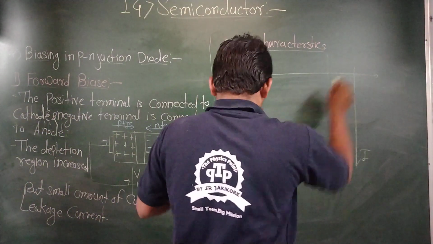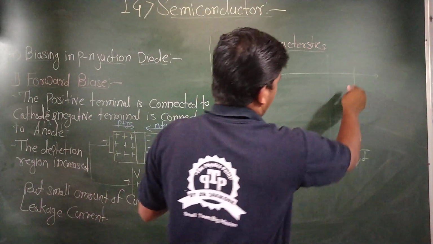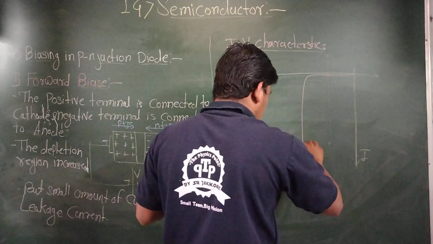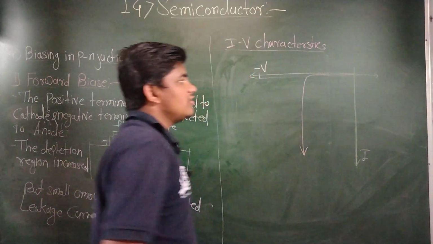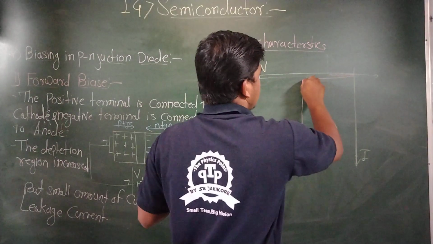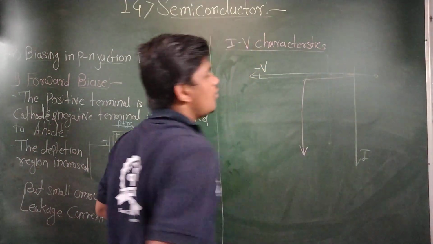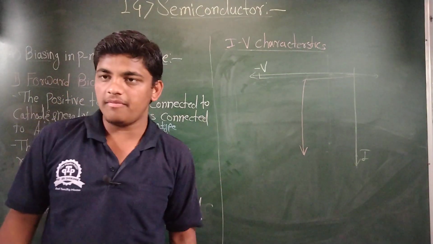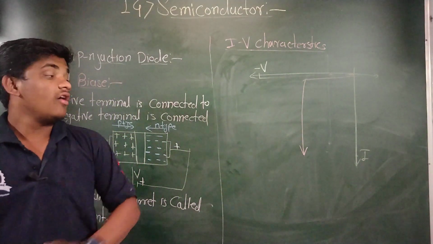But in the diagram we have drawn here, a very small amount of current flows. Then suddenly it increases, and the amount of current flowing through it rises.